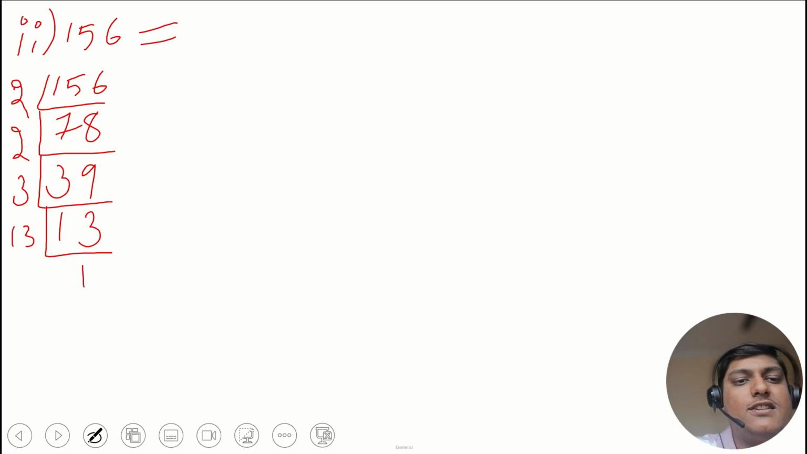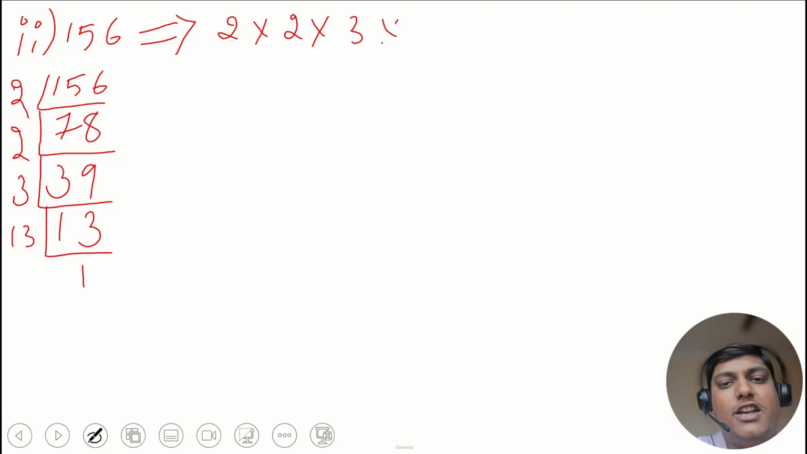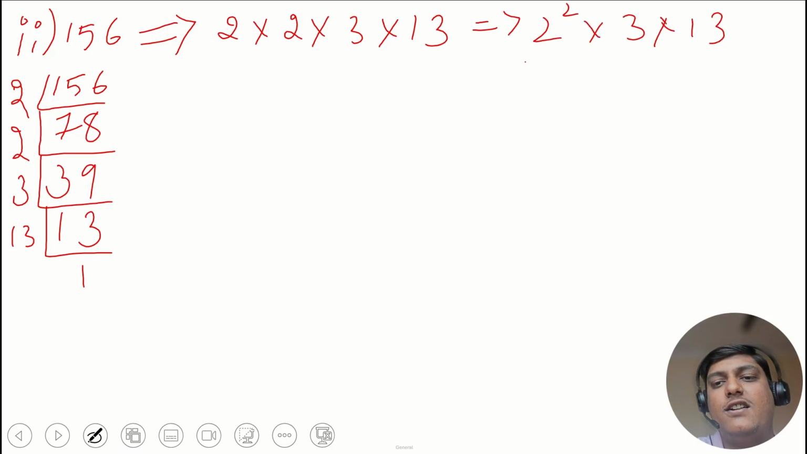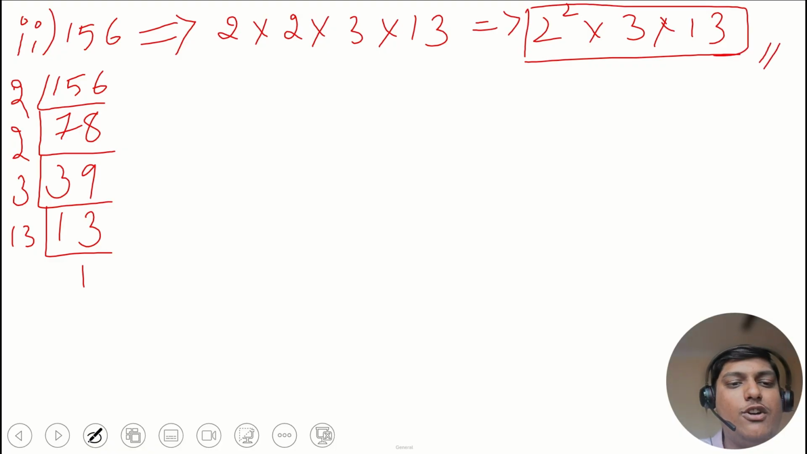So I can express 156 as 2 into 2 into 3 into 13. This can also be written as 2 squared into 3 into 13. So this is the final answer for my question 156. I hope this is clear. Can we take one more problem?